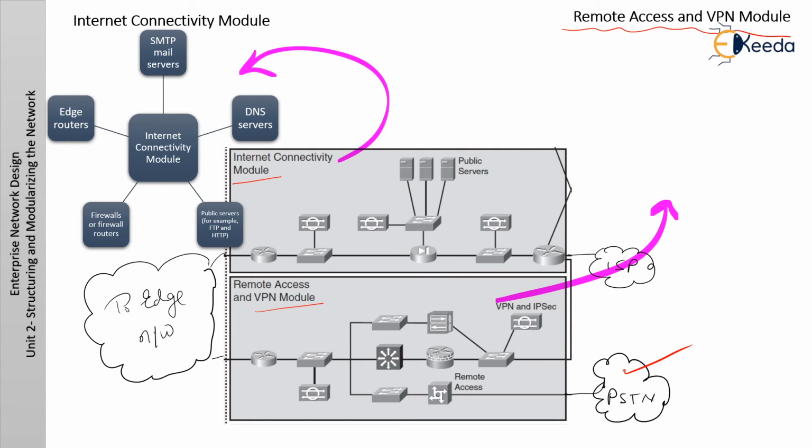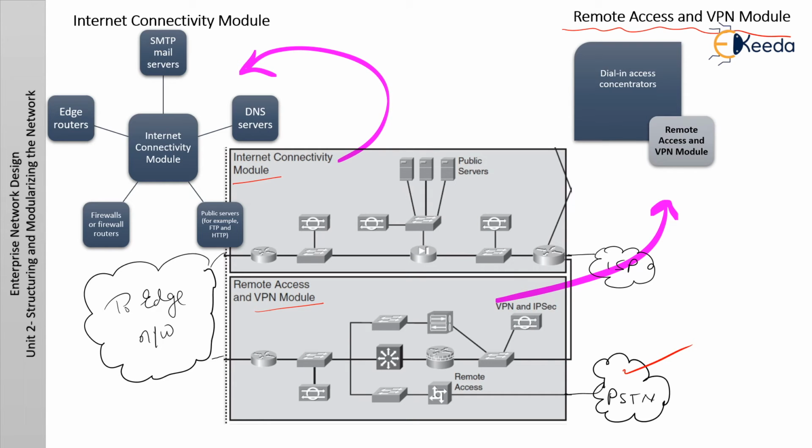Major components used in the remote access VPN module include, first, remote access dial-in access concentrators, which terminate dial-in connections and authenticate individual users. Next are the Cisco Adaptive Security Appliances, ASA, which terminate IP security tunnels, authenticate individual remote users, and provide firewall and intrusion prevention services.